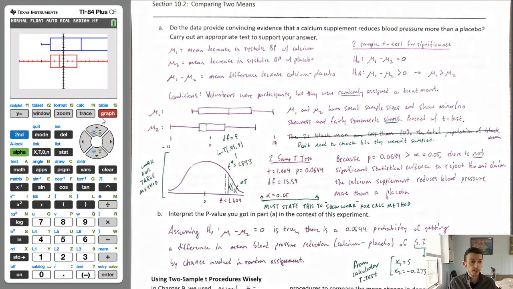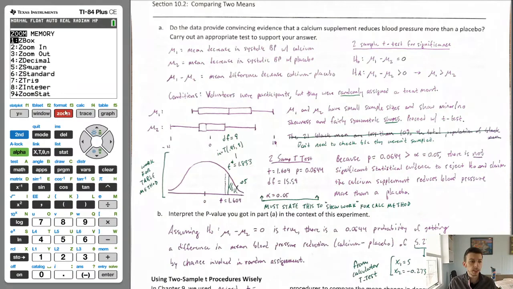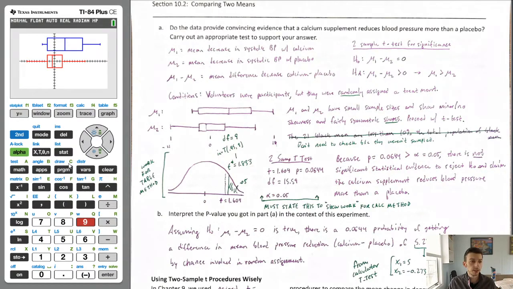When you go to the graph, you see it's cut off a little bit. Go to your zoom and zoom stat, number 9, and it will take care of the stuff for you. If you are having a hard time with this background and you don't like the axes, you can go to the format and you should be able to turn it off, but I'm not going to do that.